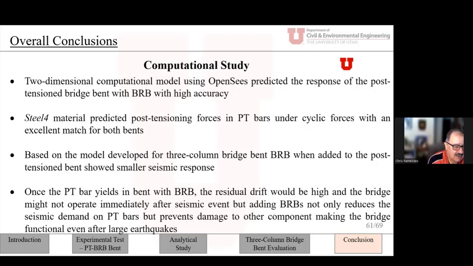By adding BRBs, not only do we reduce the seismic demand on the post-tensioning bars, but of course we prevent damage to other components. And so hopefully the bridge will stay functional after large earthquakes.